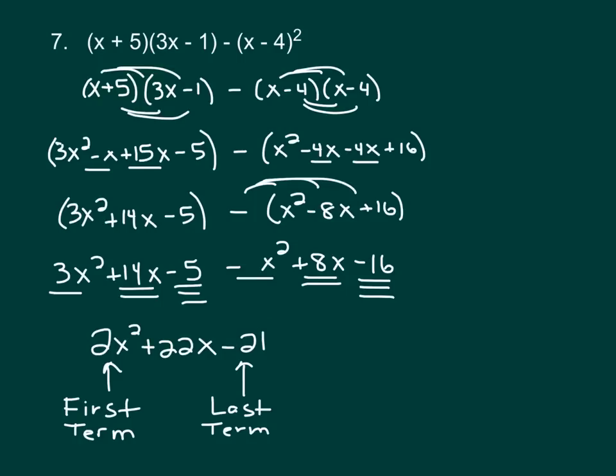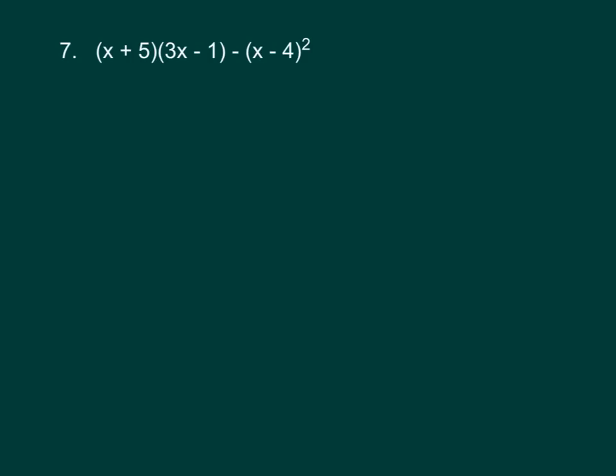Now that was a lot of work. You actually don't even have to do any of that to come up with the first term and the last term. Okay, so what you can do instead is, I'm going to bring down the x plus 5 and the 3x minus 1, and I'm going to bring down the minus. Now instead of writing x minus 4 squared, let's actually write that out twice.